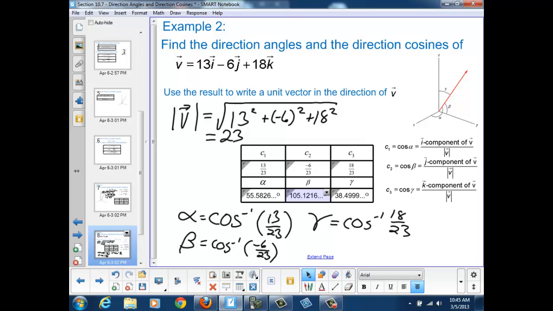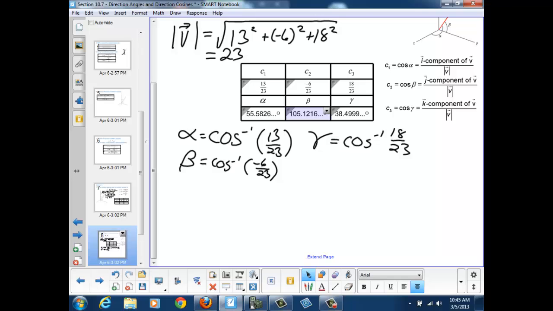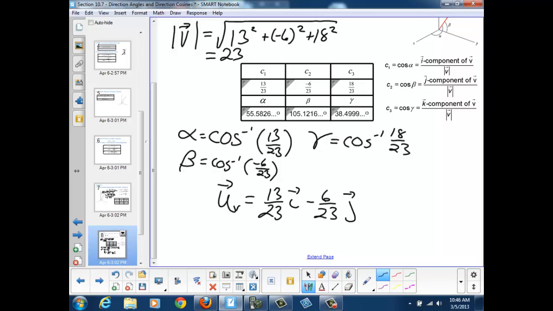Now, to write a unit vector in the direction of v, well, we simply take those three direction cosines and place them as the components of our vector. So our unit vector in the direction of v is simply 13 over 23 i minus 6 over 23 j plus 18 over 23 k. And there's our unit vector. Doesn't get much simpler than that.